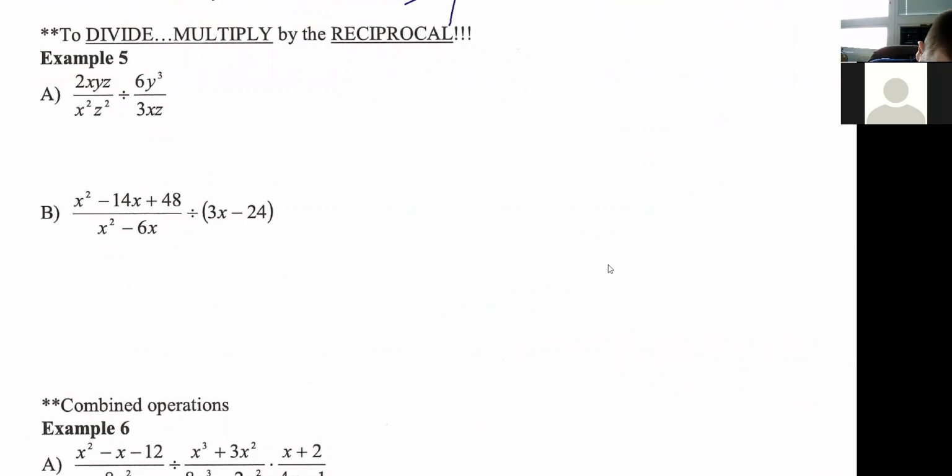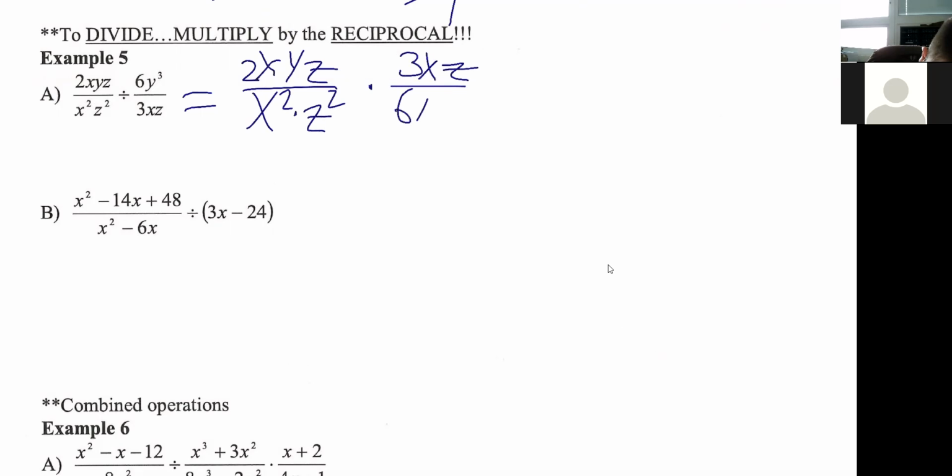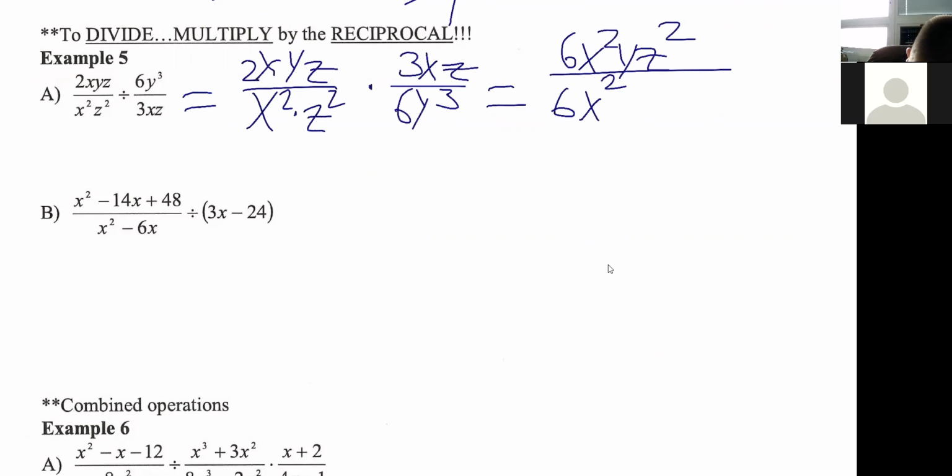So for a question like A, you could just rewrite it. The first fraction we're not messing with, but we would multiply by the other fraction flipped, the reciprocal. And then it would be like any other multiplication problem we've seen. For a problem like this, I would just multiply them out and then simplify. So on top, you'd have 6x squared, you have 1y, you have 2 z's. On the bottom, I'm going to get it in the same order. We have a 6, 2 x's, an x squared, 3 y's, and 2 z's. I reordered them just so they line up a little bit better.